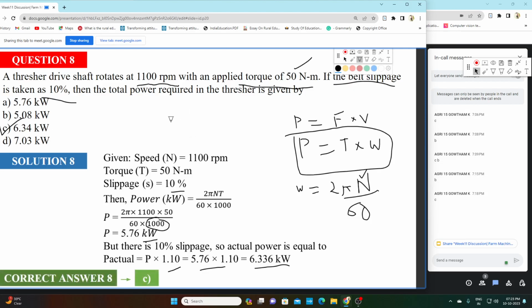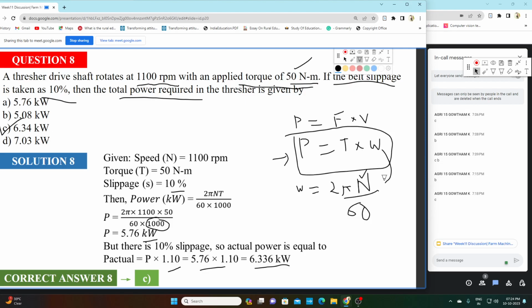So again I am repeating, in this question it has been asked to find the power of the thresher. And what is power? In linear motion we know power is force into velocity. But whenever we are talking about thresher, the motion is rotational. So for rotational motion the power is torque into omega, because torque is the rotational analog of force, and omega or angular speed is the rotational analog of velocity or speed. So power in rotational terms is given by torque into angular speed. Torque we have been given in the question, that is 50 Newton meter. But omega, we do not have omega.